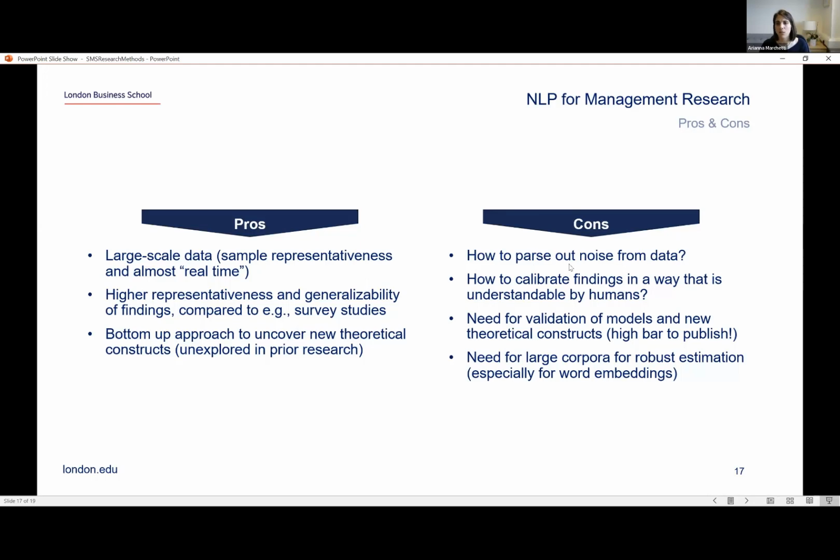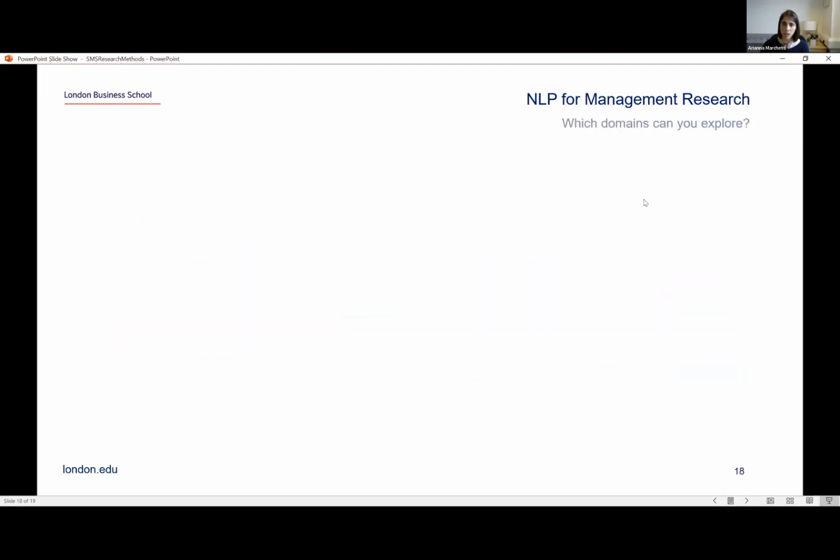If we think of the cons, though, well, it's very hard to parse out noise from the data, and especially if you go to fancier and more predicting, better performing models, it gets harder to understand how to calibrate and interpret the findings. And as I was mentioning, you really need to have a good strategy to validate both the models and the theoretical constructs with a high bar for publication.